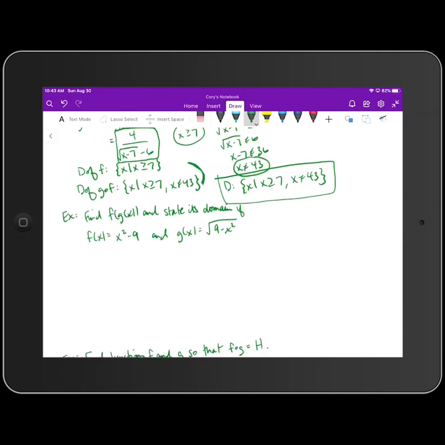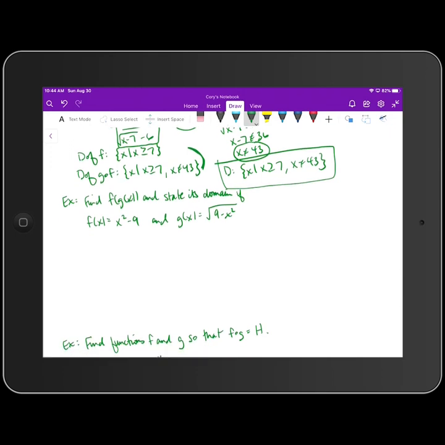All right, let's do one more like this, and then we'll get into a different type of example to close the lesson out. All right, so directions for the next one say to find f composed with g of x and state its domain if f of x is equal to x squared minus 9 and g of x is equal to rad 9 minus x squared.